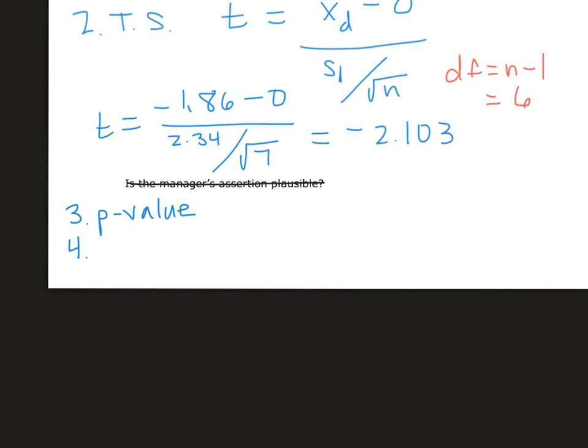Step 4 is our conclusion, and since our p-value is 0.04, it is less than 0.05, so we will reject the null hypothesis that there is no difference.